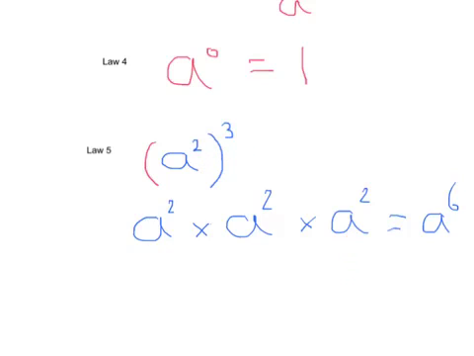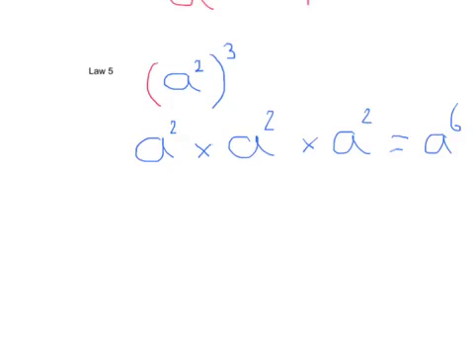So what we would have as a general rule, let's go red for our general rule, if we had a to the m to the n, it would equal a to the m times n, which we can just write as a to the mn.